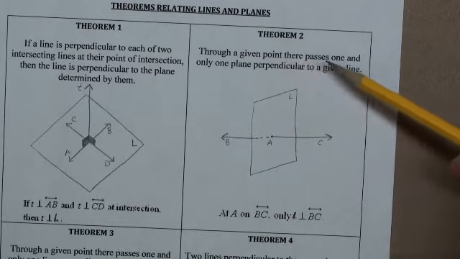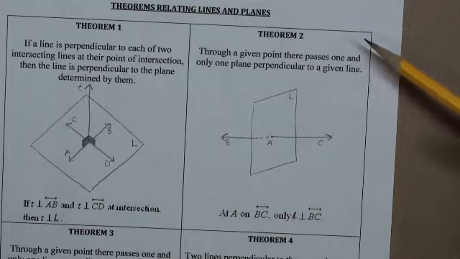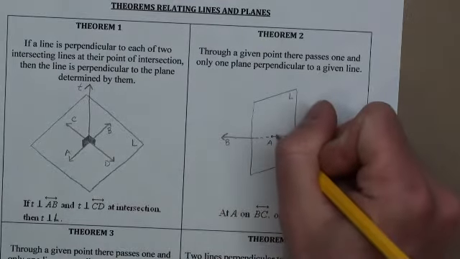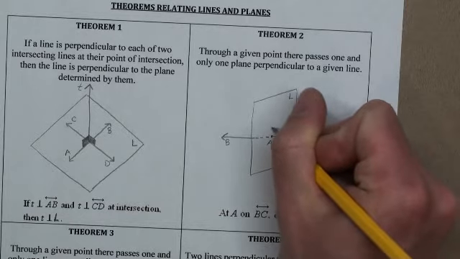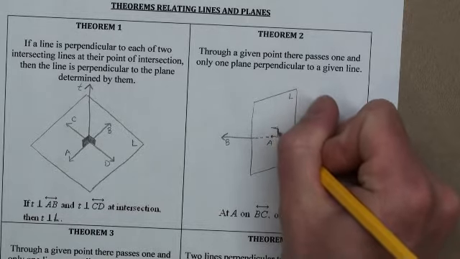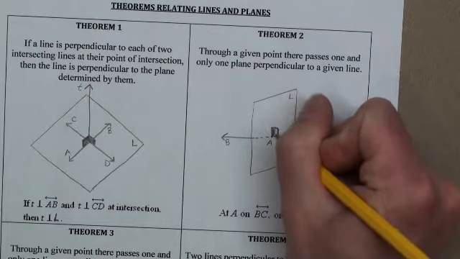So through a given point there passes one and only one plane perpendicular to a given line. So you can only draw one plane that's perpendicular to a line. So this plane, here's my right angle mark. It's actually coming down and touching that plane.